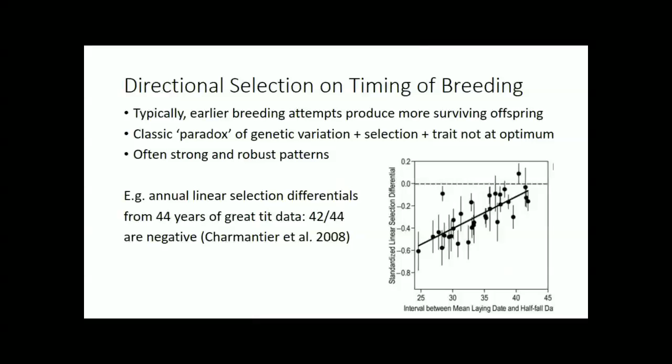So this figure here just shows, don't worry about the x-axis here, the y-axis just shows the distribution of selection differentials in 44 years from the Wytham Great Tit population. In 42 out of 44 years, the selection differential is negative for this trait. And those cases where it's positive are very weakly positive.